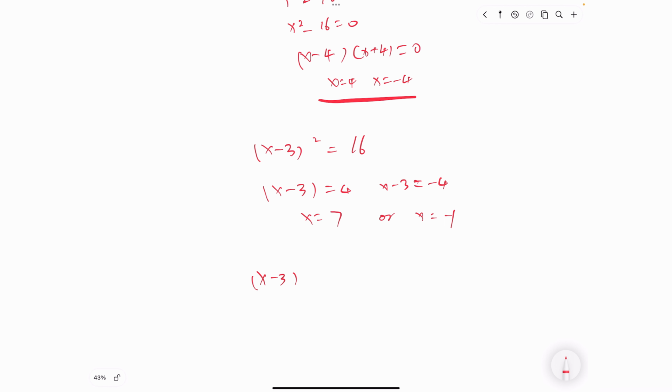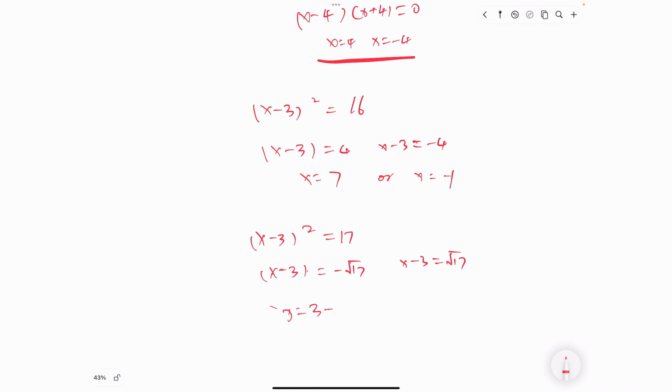If we have x minus 3 squared equals 17, so x minus 3 equals negative root 17, or x minus 3 equals positive root 17. So x equals 3 minus root 17, or x equals 3 plus root 17.